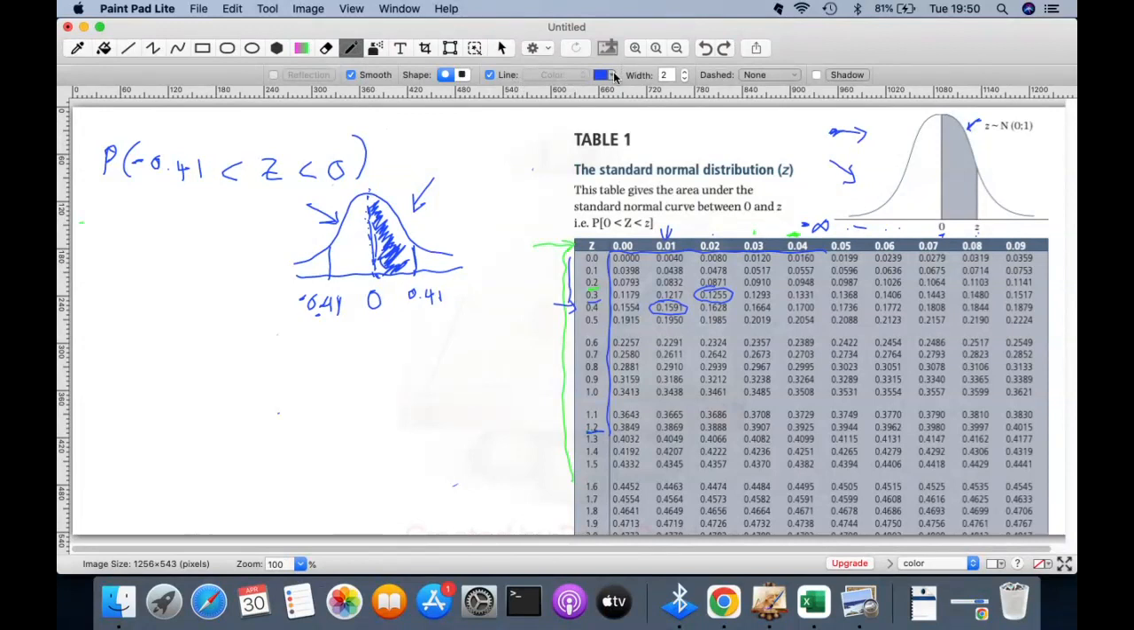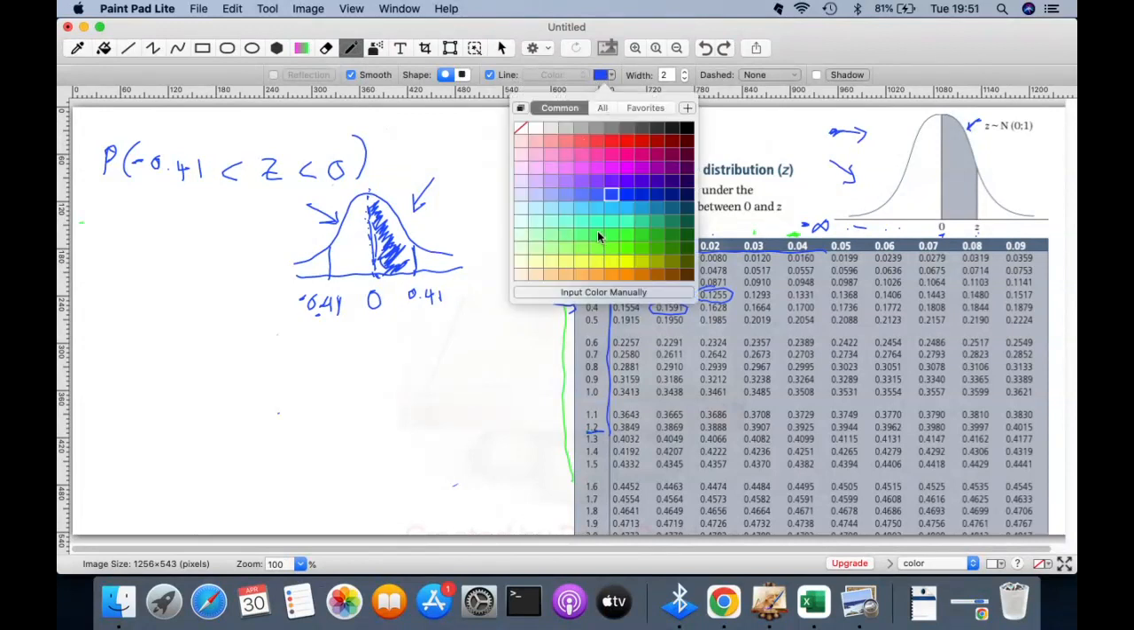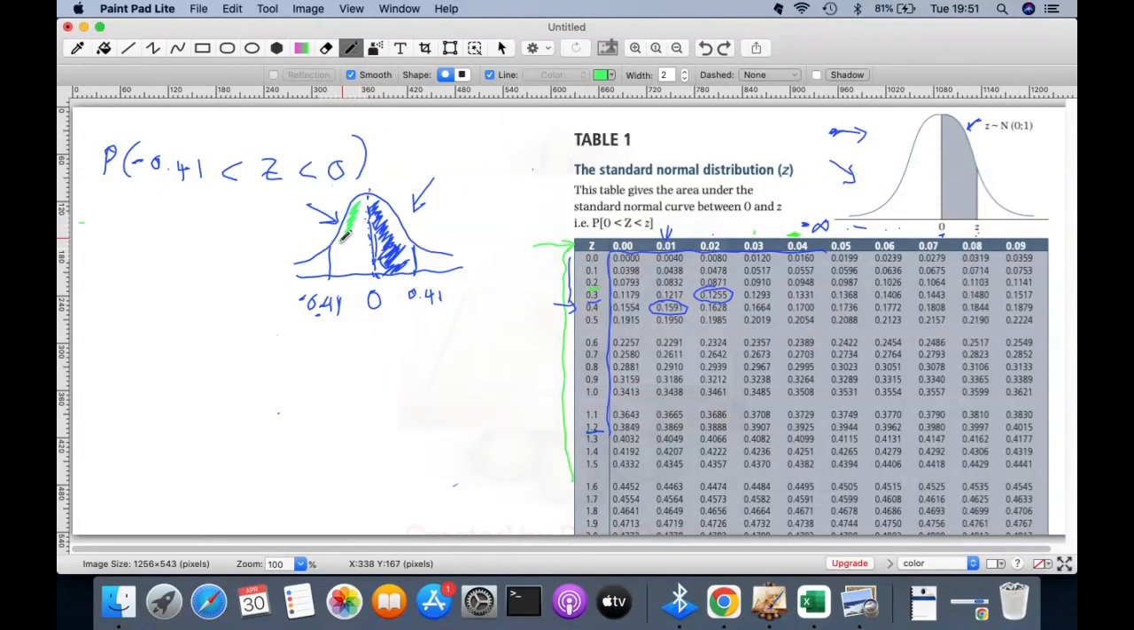I'll shade that area with green just so you can see the difference. But the size of the area is the same. The green area and the blue area are exactly the same because of symmetry. That's why we use that property to solve this. So this is exactly the same as if we switched it around, but with the positive z value, so going from 0 less than Z less than positive 0.41. Maybe I should have put that writing in blue because it matches up with this, but you get the point.